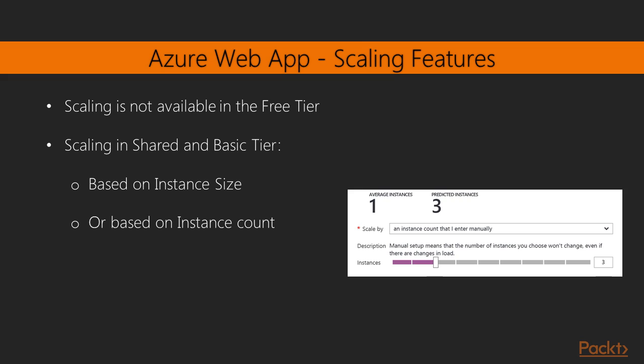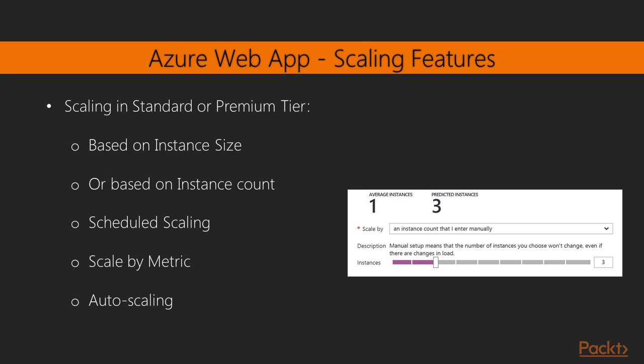Now, Azure Web Apps, as you already know, also provide scaling based on your application service tier. So scaling, unfortunately, is not available in the free tier. In Shared and Basic, it's based on the instance size or instance count, where you can drag and drop the bar for how many simultaneous instances you want to use out of your web app. In the most advanced tiers, Standard and Premium, it's based on instance size and instance count, where it also takes schedule scaling into account, scaling by metric, as well as auto-scaling. So a lot more granular features are available to provide scaling.